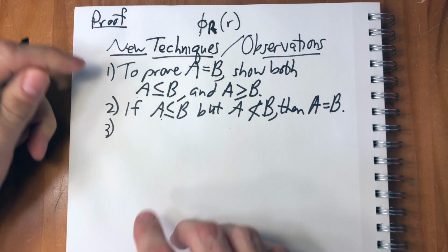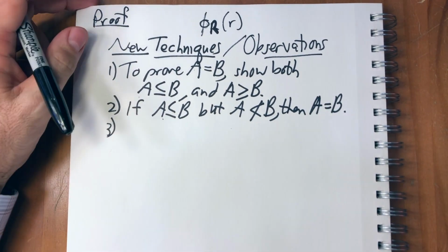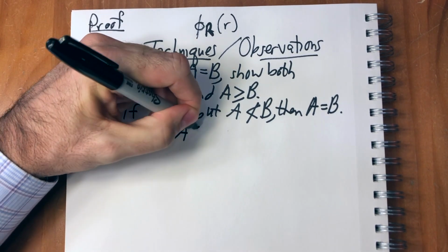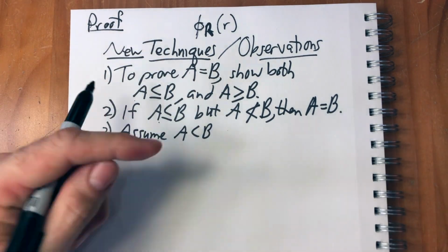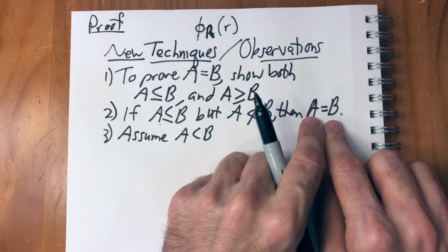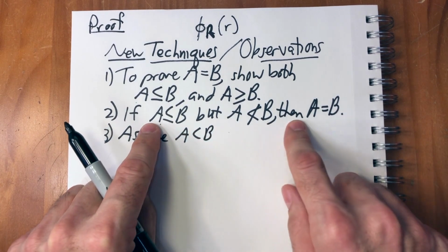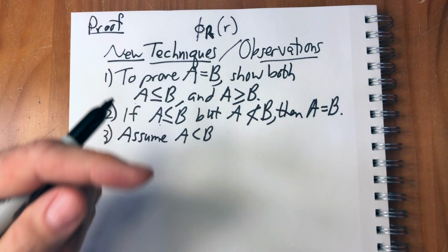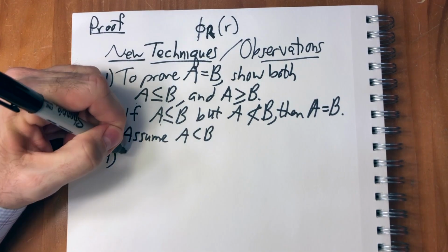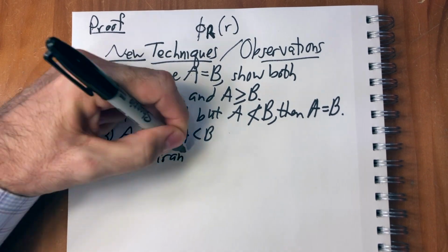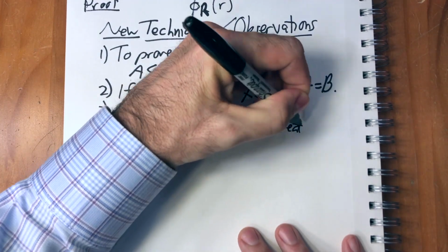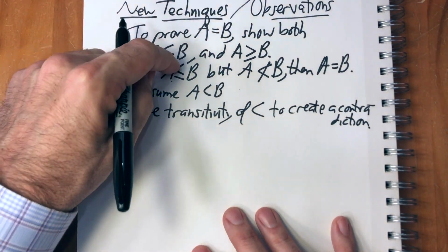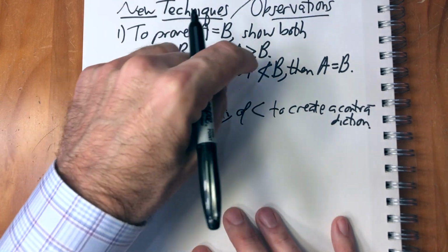And then something that goes along with this is you assume that A is less than B, and then reach a contradiction from this. So then you're basically showing that A is not less than B, which means that A equals B. So frequently a way that we manage this is by assuming the opposite and then showing that there's a contradiction. 4, using some information that we know, we can use transitivity of less than to create a contradiction. So this is really a way to prove that A is not less than B.